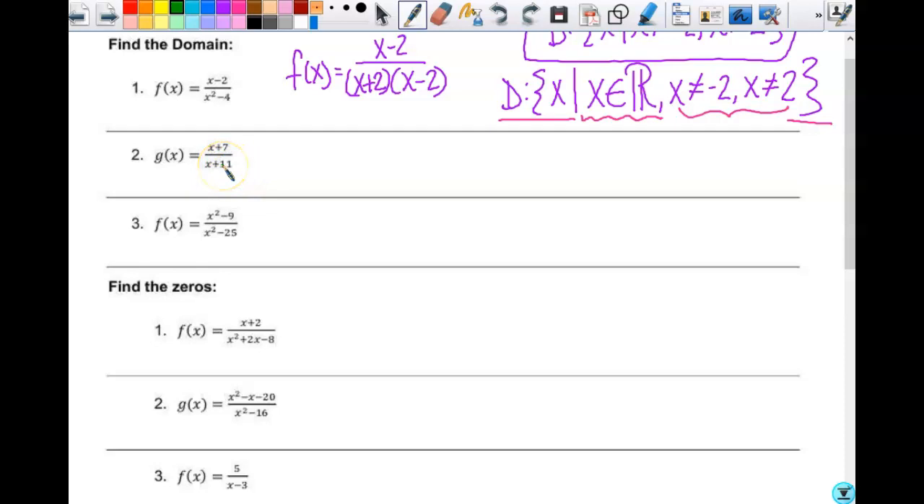So I have this right here. So for my domain, it's the set of all x's such that x cannot equal -11. There's really no work there to get my domain.